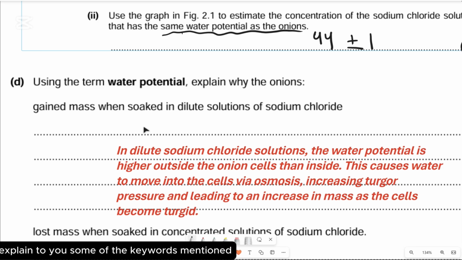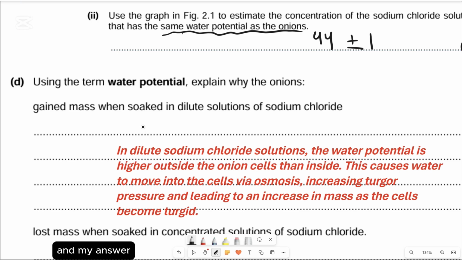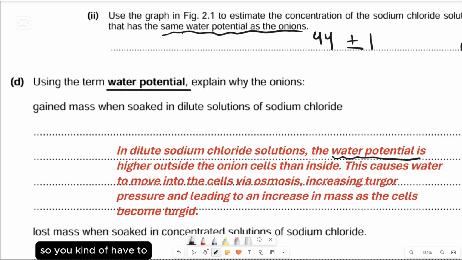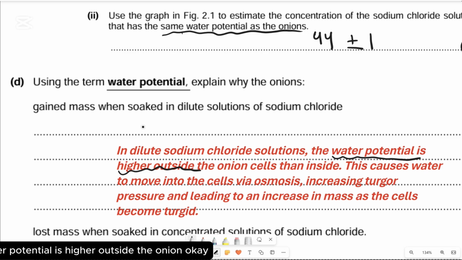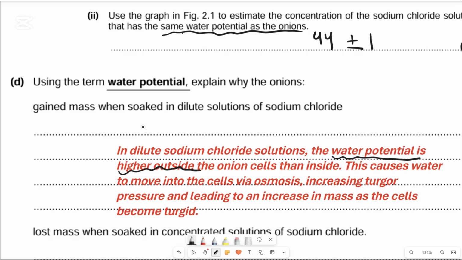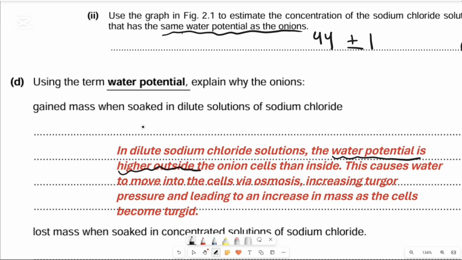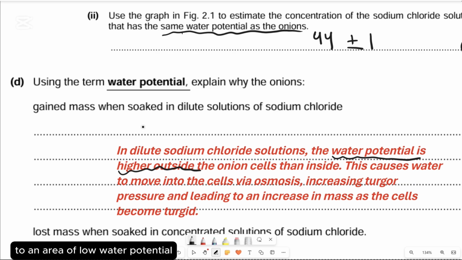Now I'm going to explain some of the keywords mentioned in my answer. The first keyword you have to use is water potential, as they have literally told you in the question that you have to use water potential, so you kind of have to. The second is the concept that the water potential is higher outside the onion than inside the onion. This is why the water goes into the cells because of osmosis, which is the movement from an area of high water potential to an area of low water potential.